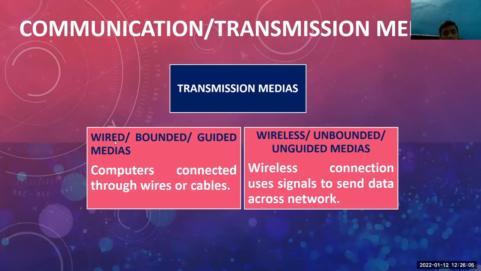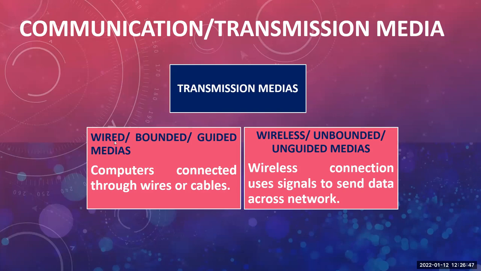Example of metropolitan area network. Different branches of an office of an organization in the same city. Or you can say cable network, Wi-Fi services. The computers which are connected within the same city or within a small area, that is called a metropolitan area network. Bigger than LAN but smaller than WAN. Example of WAN, wide area network: ATM services system, and internet.